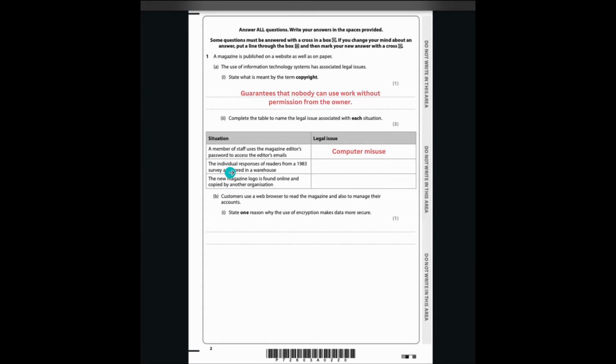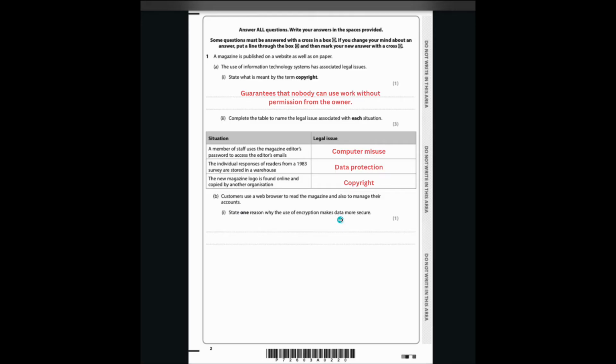The other one is the individual responses of readers from a 1983 survey are stored in a warehouse. That means the individual's data or whatever record is stored in a warehouse. So this is an example of data protection. The new magazine logo is found online and copied by another organization. So this is found online and then it is copied by another organization. So that means it is an example of a copyright.